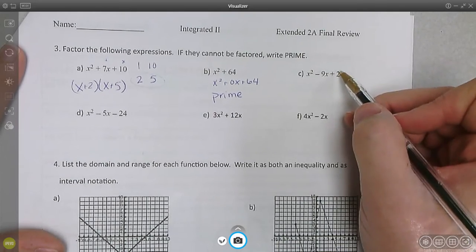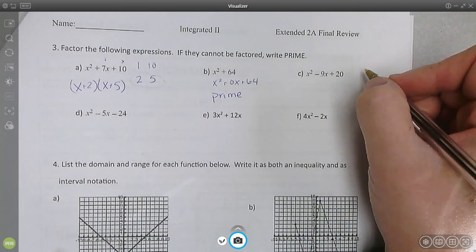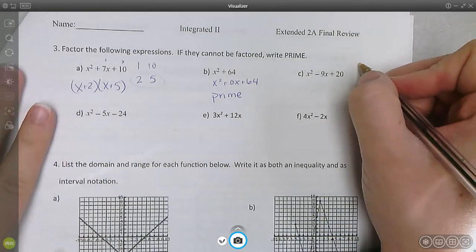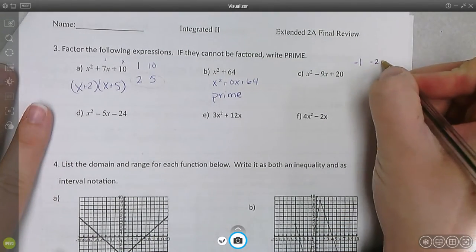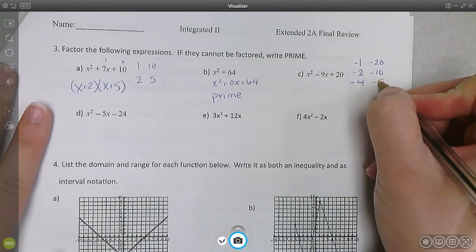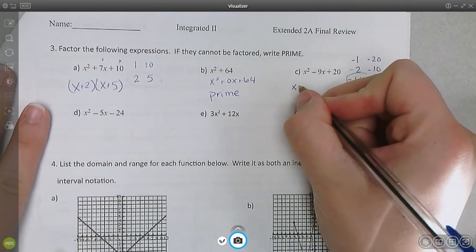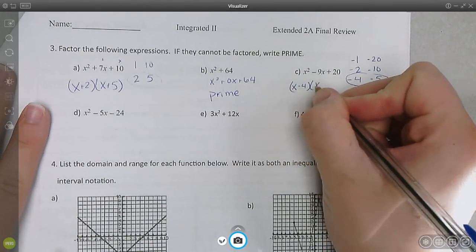So now we need two numbers that multiply to a positive 20, but add to a negative 9. So that means both numbers have to be negative. So you could have negative 1, negative 20, negative 2, negative 10, negative 4, negative 5. And this is our answer. So x minus 4 and x minus 5.